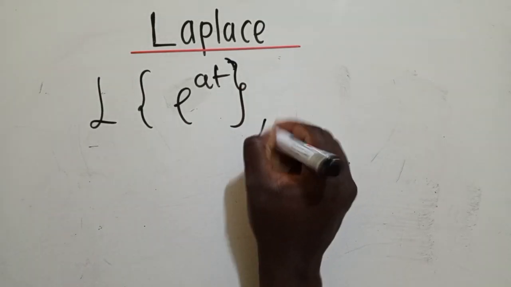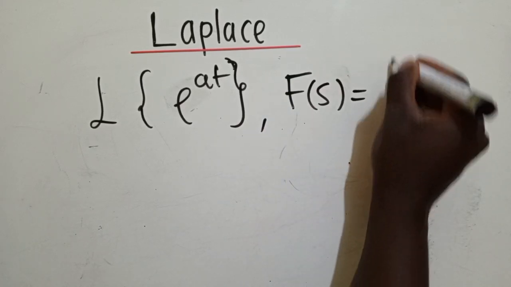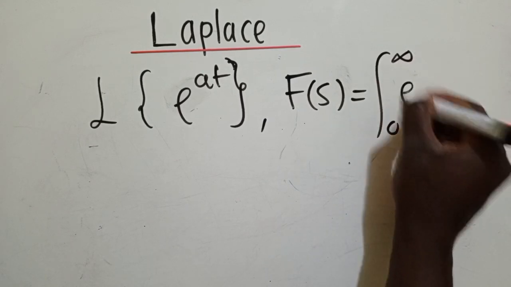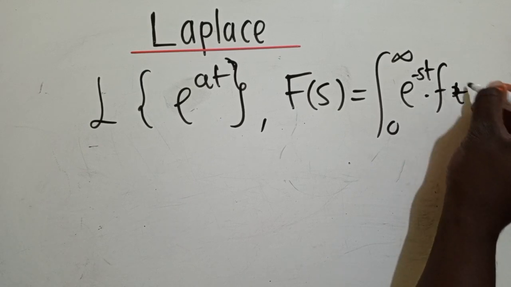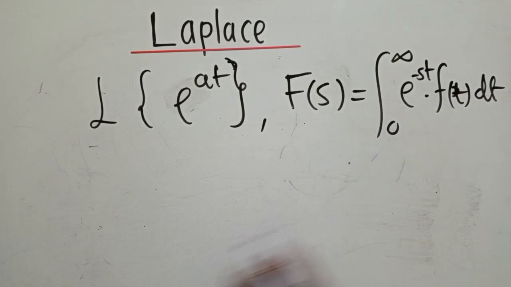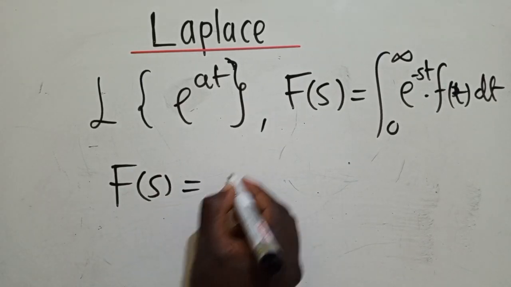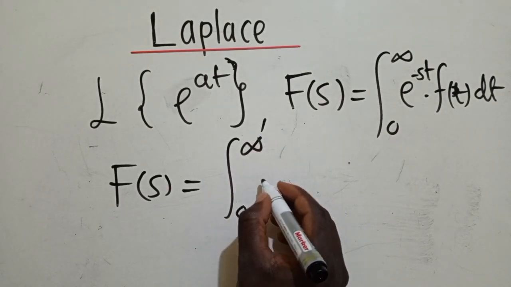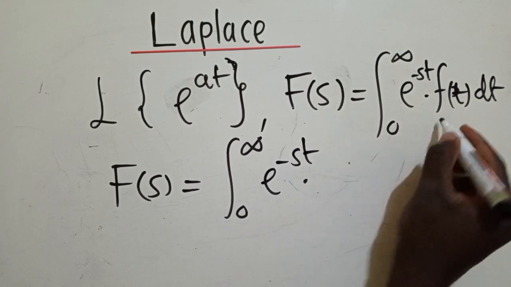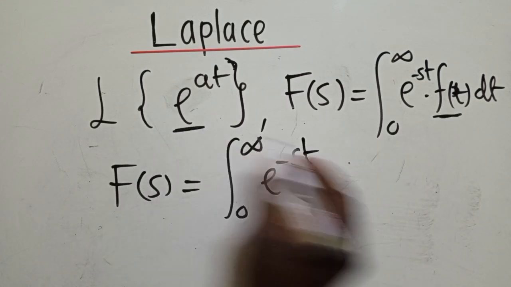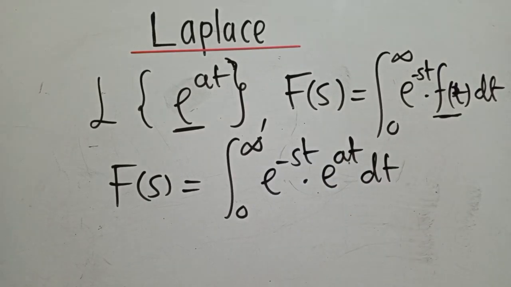And of course, we know that the formula for Laplace must look like this. This is how the formula looks. Hopefully, you remember this formula. I showed you this formula, okay? So we shall say F of s is equal to the integral from 0 to infinity e power negative st multiplied by the function here. So we are going to put this function e power at and dt there, okay?